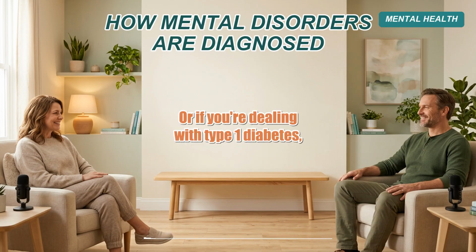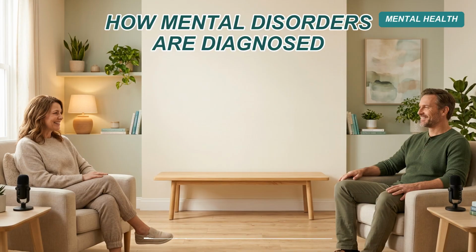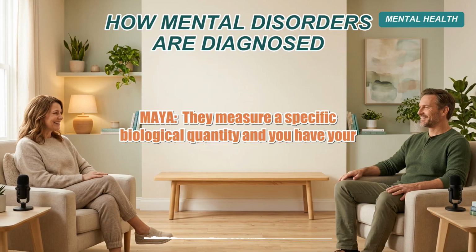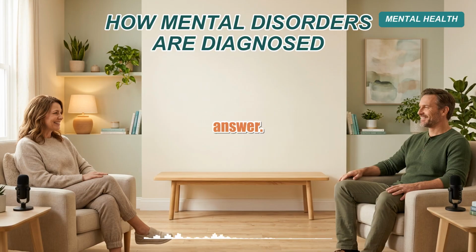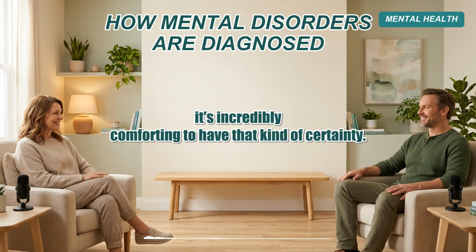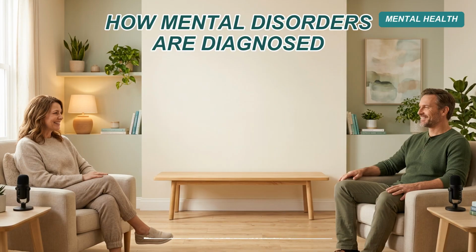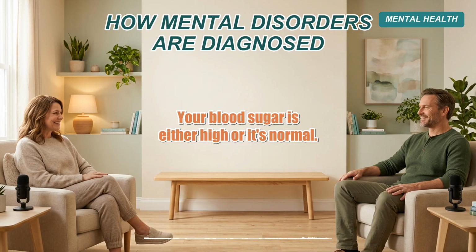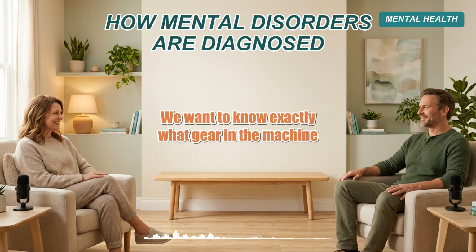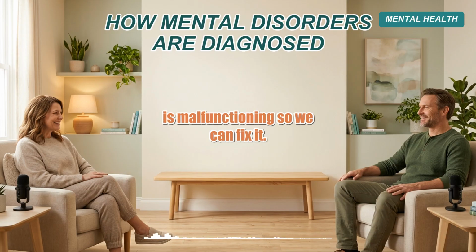Yeah, or if you're dealing with type 1 diabetes, they do a blood test. Exactly. They measure a specific biological quantity, and you have your answer. It's a binary system. It's clean, it's visible, and frankly, it's incredibly comforting to have that kind of certainty. It is, because as humans, we desperately want things to be perfectly categorized. Your blood sugar is either high or it's normal.